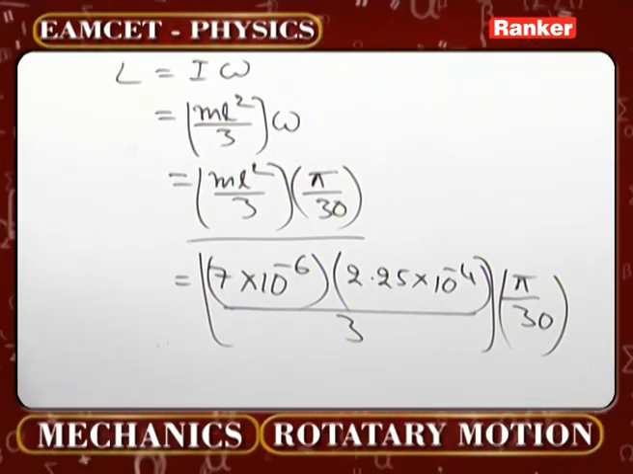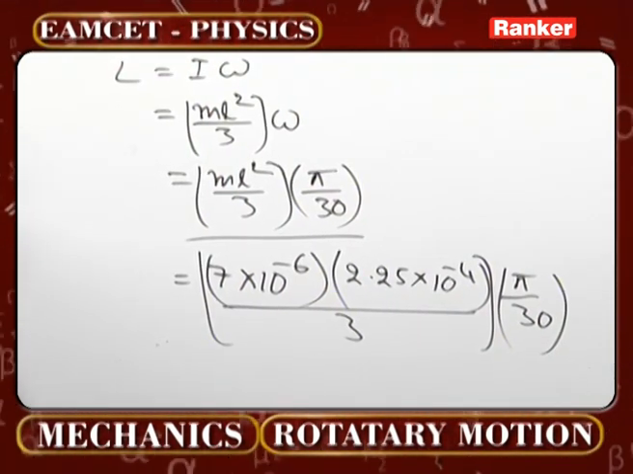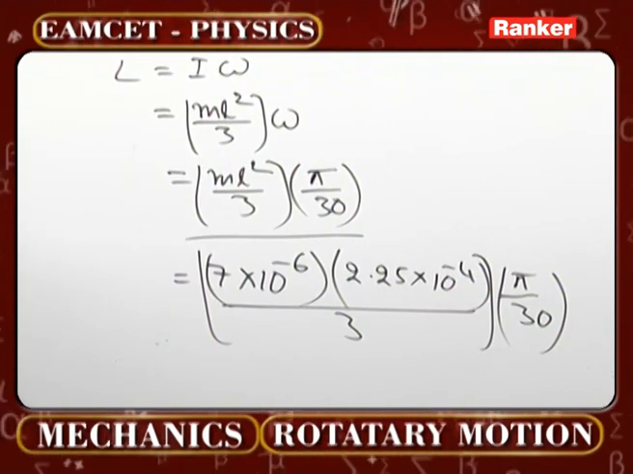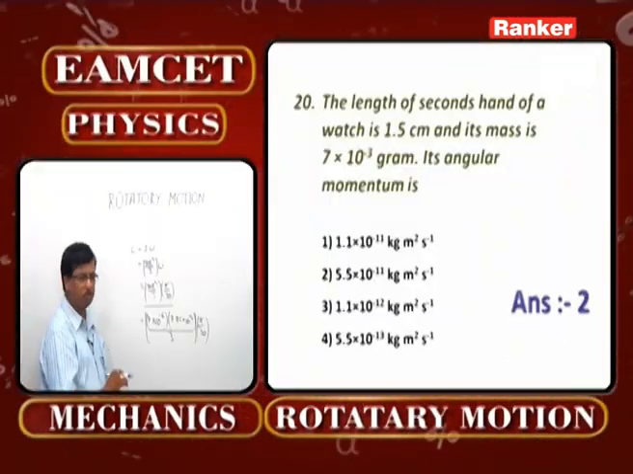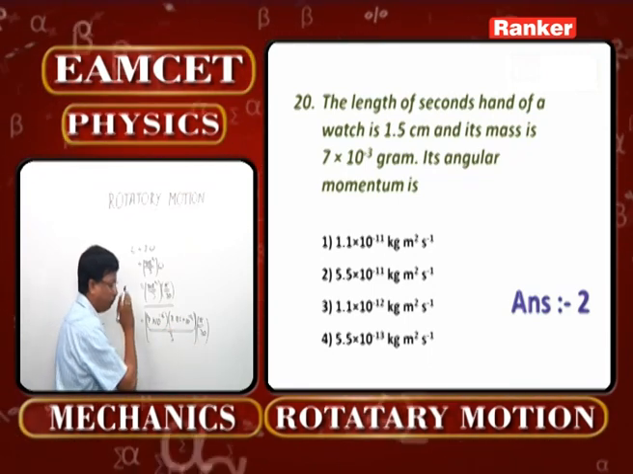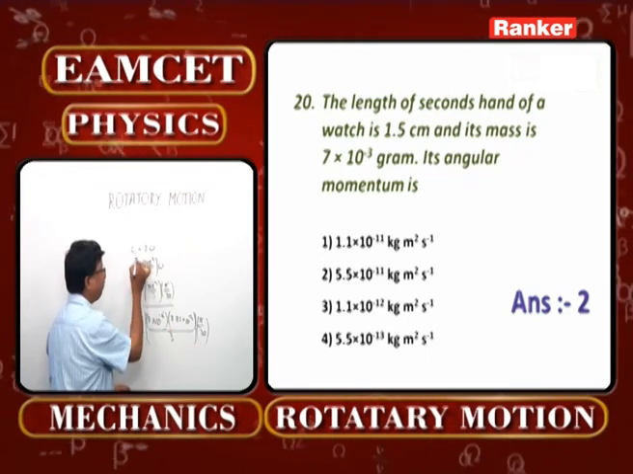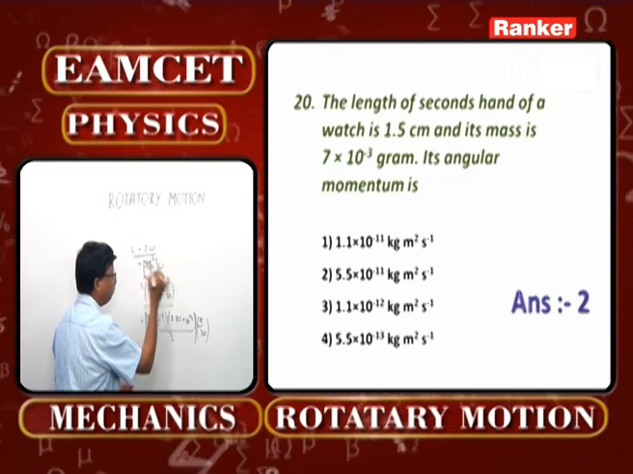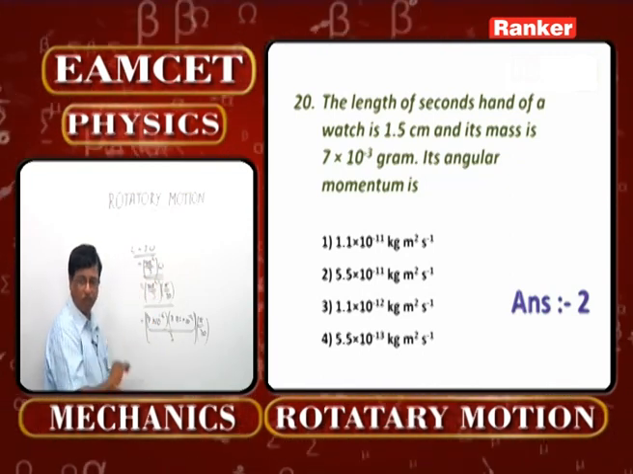Whatever the options that are given over there, if you look at the options carefully, which option is correct? It is the second option, 5.5 into 10 to the power minus 11. Exactly, you will get that if you simplify this one. So this is the formula you just have to look into. One of the very, very important models.